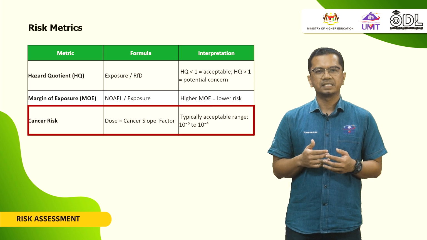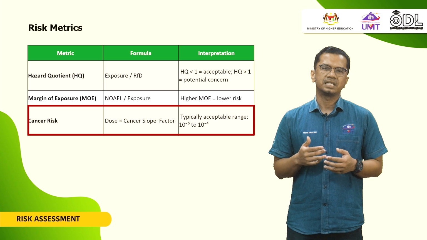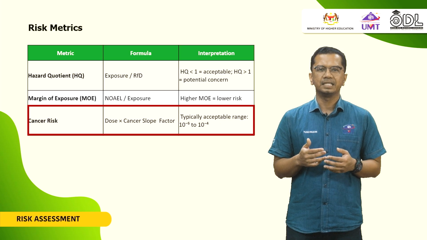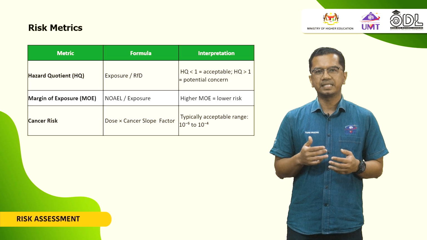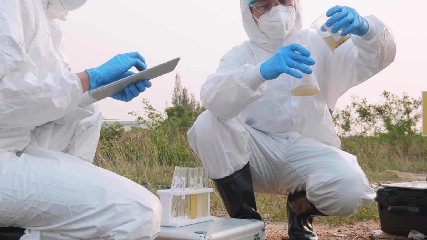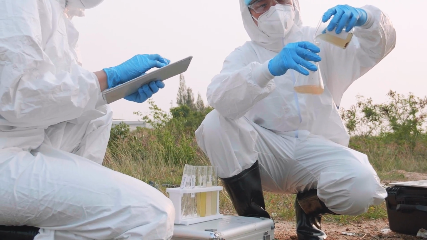For cancer risk, we multiply the dose by the cancer slope factor. Acceptable risk levels typically range between 1 in a million to 1 in 10,000. Together, these metrics allow us to assess both cancer and non-cancer health risks, helping inform regulatory and safety decisions.